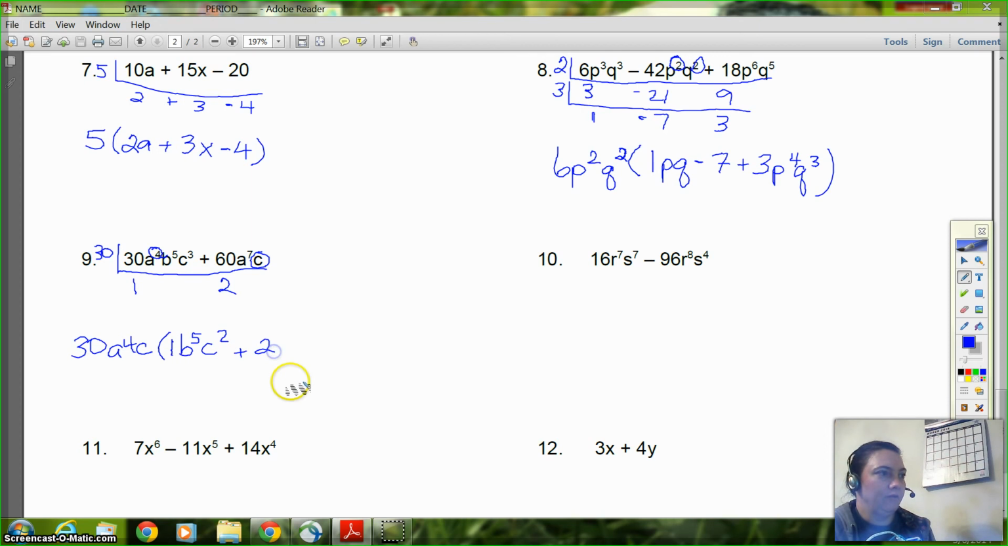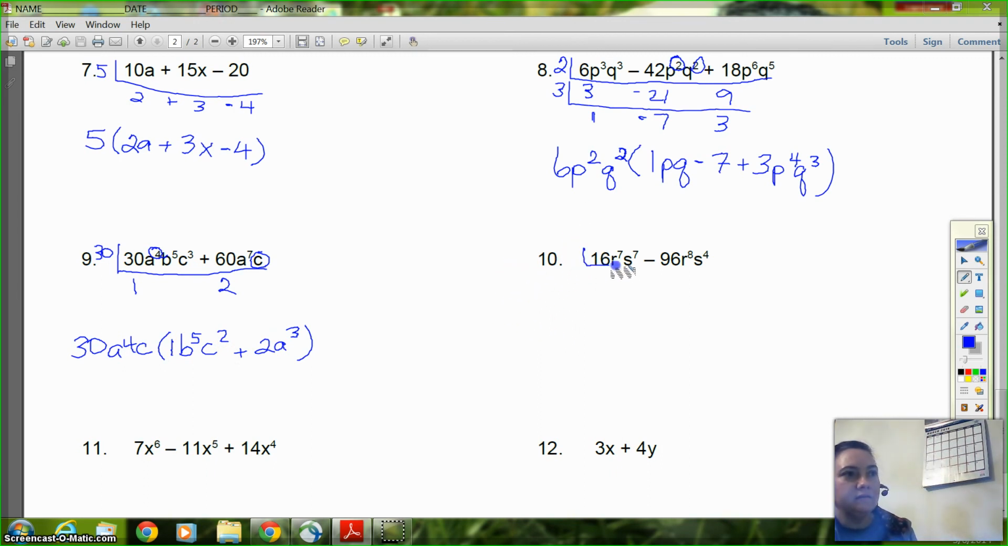Plus my leftover coefficient of 2. A to the seventh divided by a to the fourth is a to the third, and c divided by c would equal 1. So I get 30 a to the fourth c times 1b to the fifth c squared plus 2a to the third.